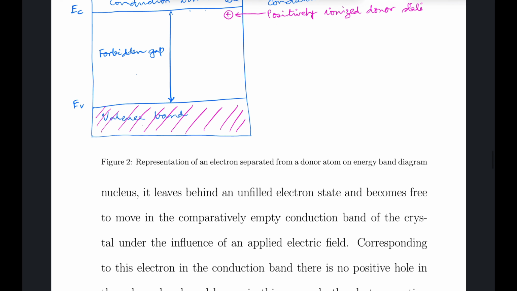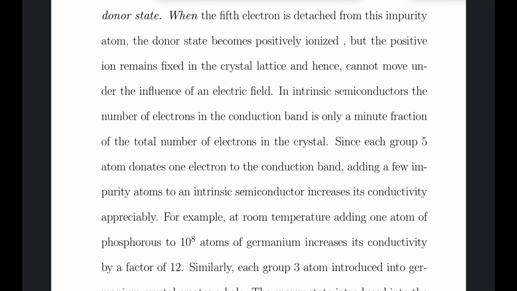अब आइए आगे देखें। Since each group 5 atom donates one electron to the conduction band, adding a few impurity atoms to an intrinsic semiconductor increases its conductivity appreciably. For example, at room temperature, adding one atom of phosphorus to 10 to the power 8 atoms of germanium increases its conductivity by a factor of 12.